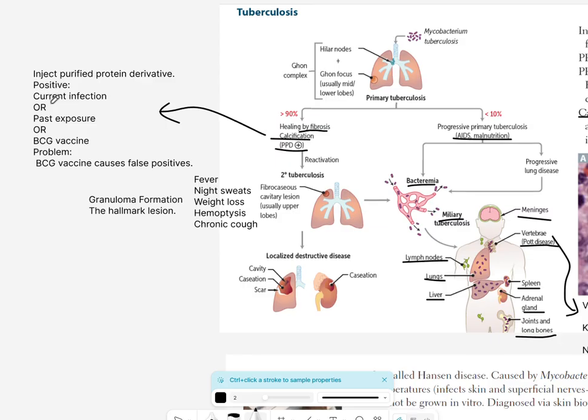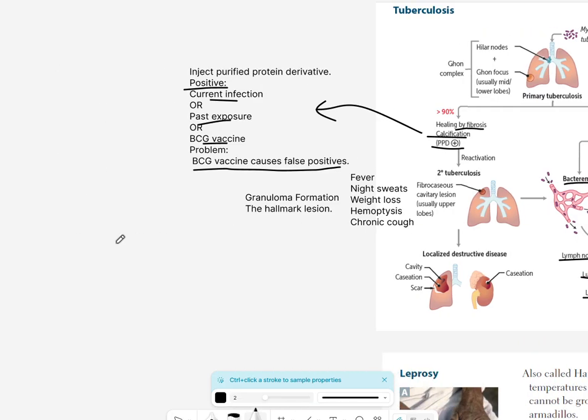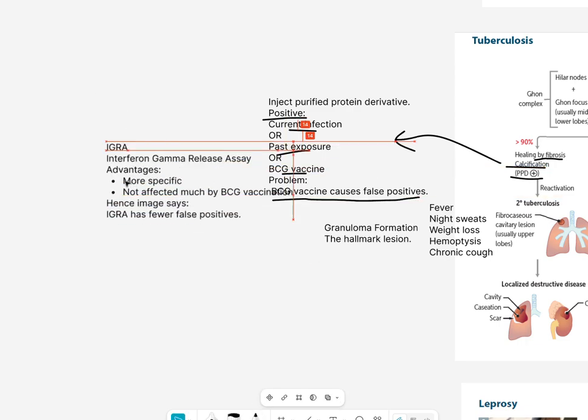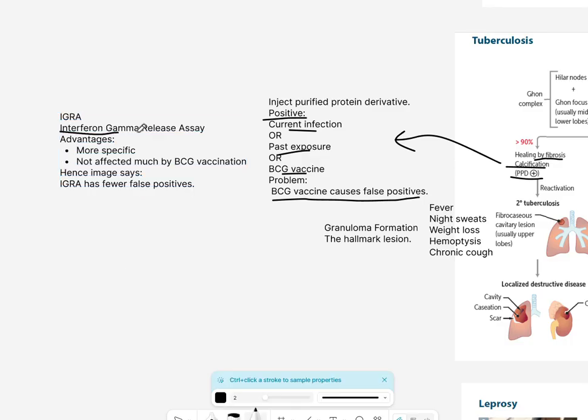So we give BCG vaccine in Pakistan also. If the test is positive, there's either a current infection, a past exposure, or a BCG vaccine. The problem is that the BCG vaccine causes a lot of false positives, right? So there's another test that we do, which is the interferon gamma release assay. This is more specific and it is not affected much by BCG vaccination. So that's why it has fewer false positives.